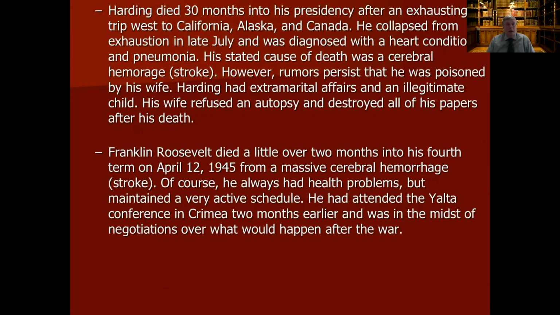Warren G. Harding died 30 months into his presidency after an exhausting trip west to California, Alaska, and Canada. He collapsed from exhaustion in late July and was diagnosed with a heart condition and pneumonia. His stated cause of death was a cerebral hemorrhage, that is, a stroke. However, rumors persist that he was poisoned by his wife. Harding had well-known extramarital affairs and an illegitimate child. His wife refused an autopsy and destroyed all of his papers after his death. And so we have a mystery there on whether or not Harding was poisoned or whether he died of stroke.